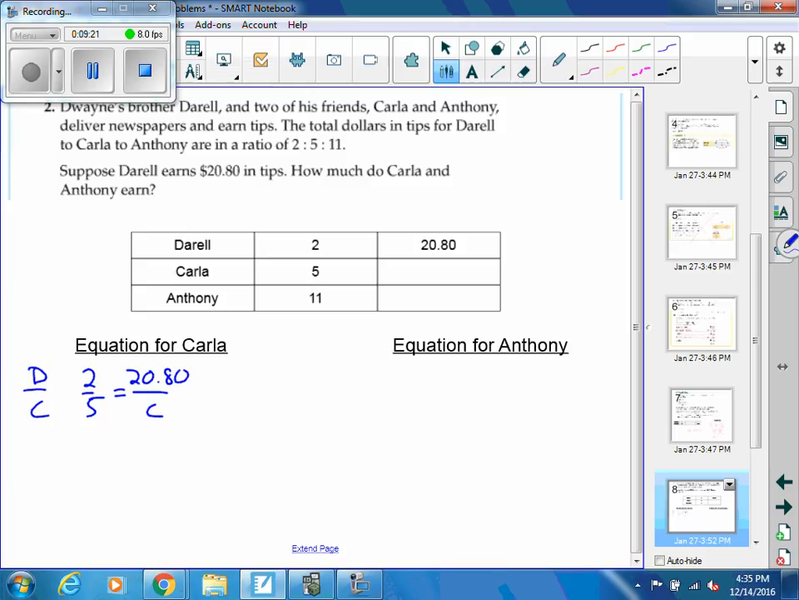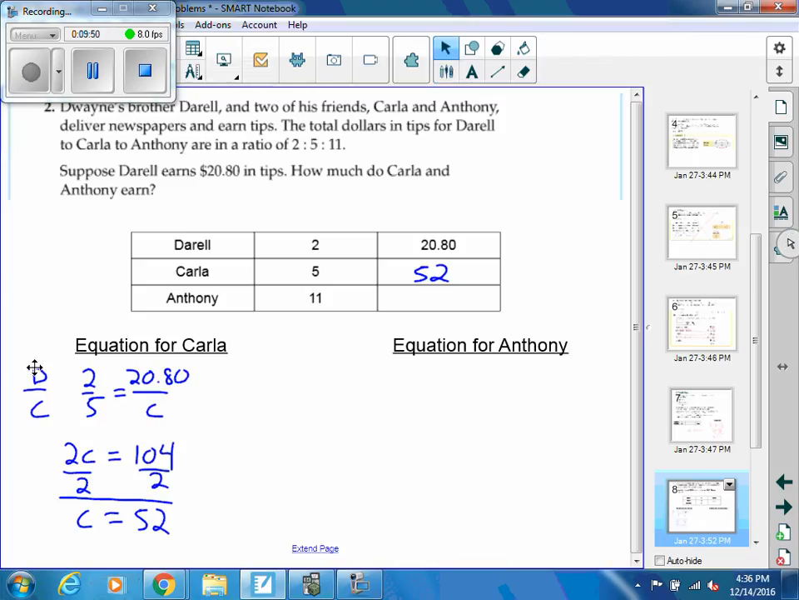So again, cross multiply. 2 times C is 2C. That's got to equal 5 times $20.80, which comes out to 104. Divide by 2. And Carla ends up getting $52 in tips. So we can fill in Carla here was 52.